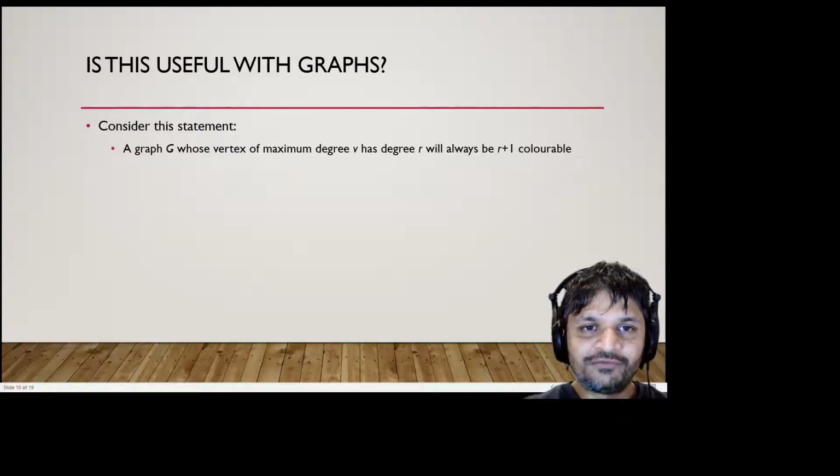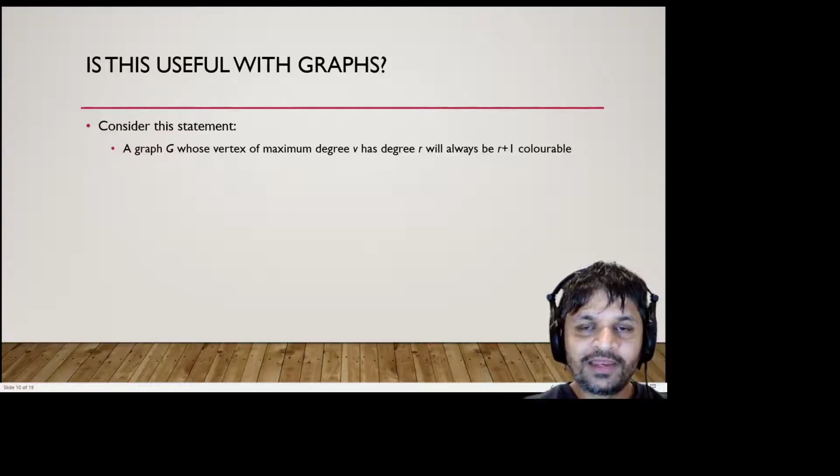If I say there's a graph G, right? Graph G is made up of vertices and edges. And the vertex that has the biggest degree is vertex V, right? It's the vertex that has the most edges, and it has degree R. So the number of edges that it has is R. My statement is that that graph will always be R plus 1 colorable, meaning I can perform graph coloring on it using R plus 1 or less colors.